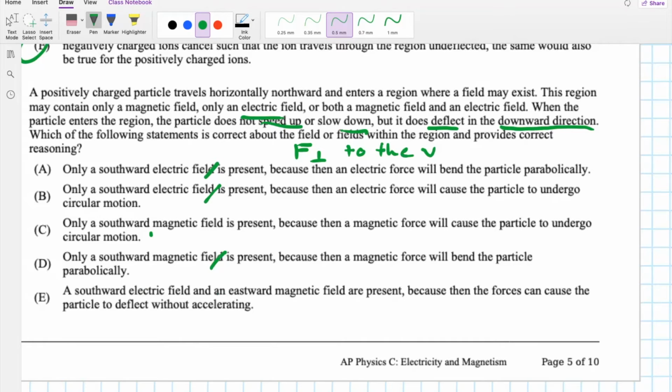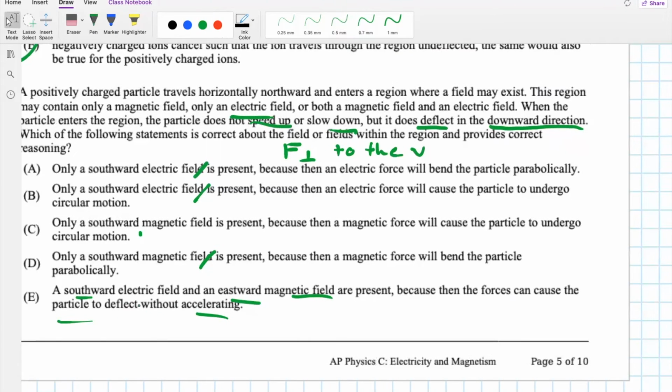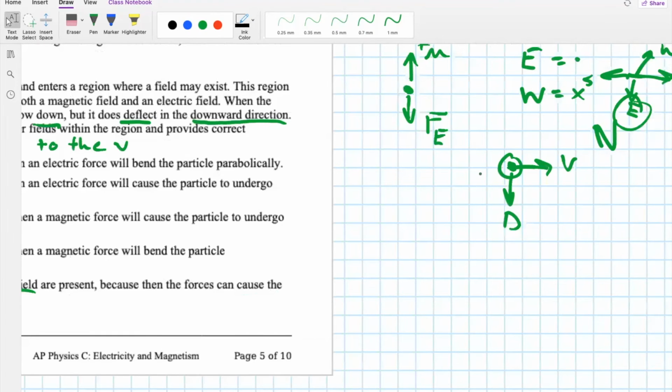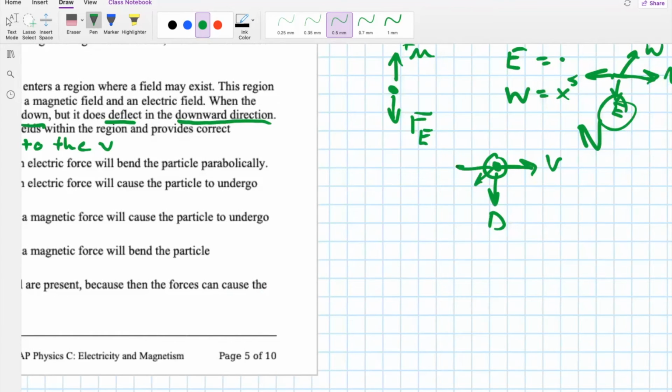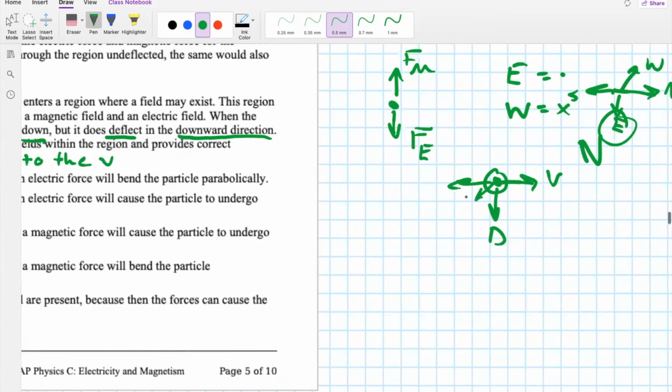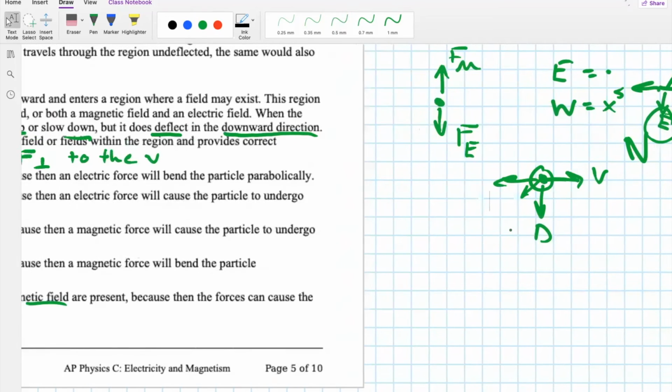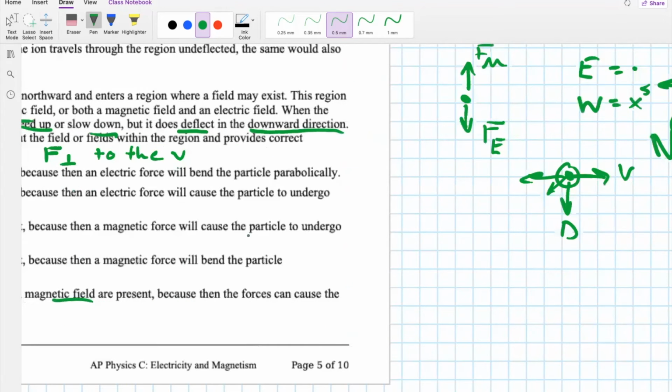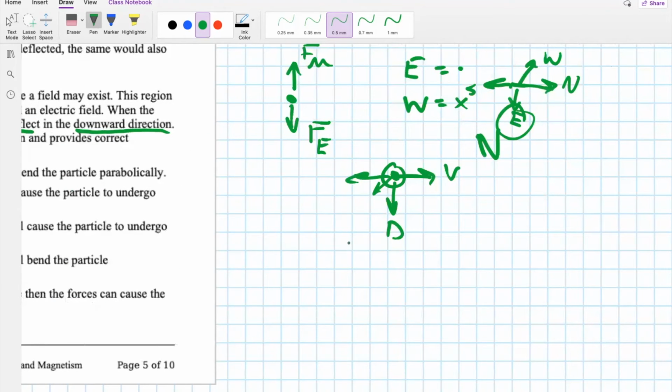Southward electric field, so there we go, and an eastward magnetic field are present because then the forces will cause the particle to deflect without accelerating. So that's the combination here. Hold on, let me see here. As it goes downward, my concern is the southward electric field, because it's going to keep it from slowing down sideways.